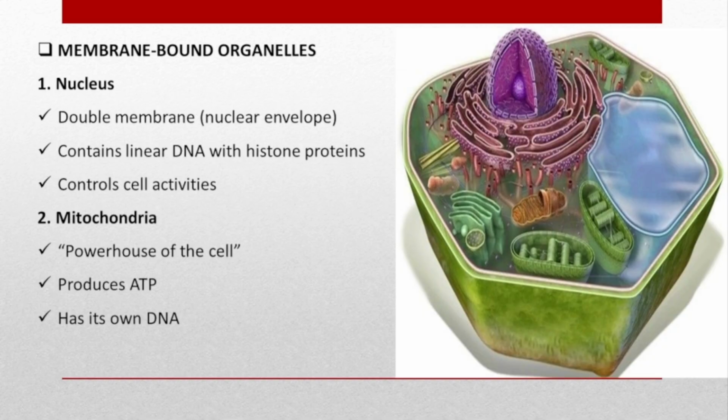When you see the membrane bound organelles, the first one is the nucleus. The nucleus has a double membrane, known as the nuclear envelope, and contains linear DNA with histone protein. It controls cell activity. This nucleus helps us to control all activity of the cell. The other one is mitochondria, also known as the powerhouse of the cell, which helps with the production of ATP. These mitochondria have their own DNA molecule.